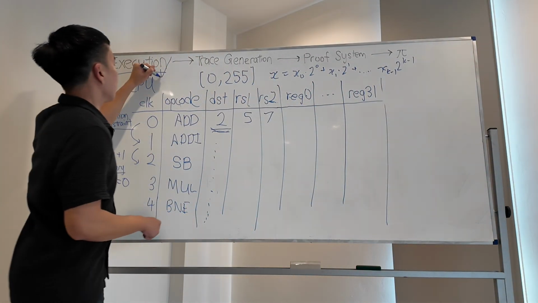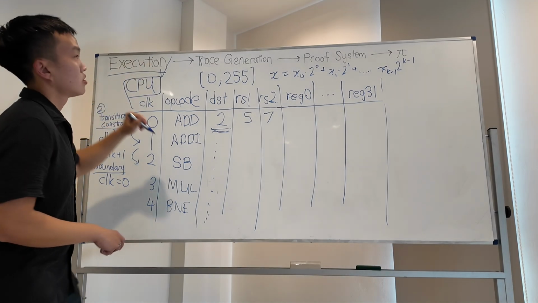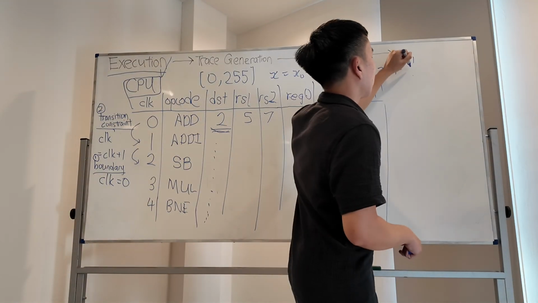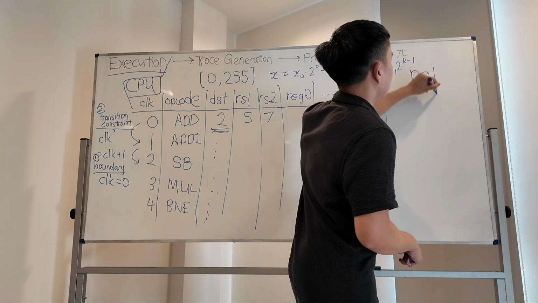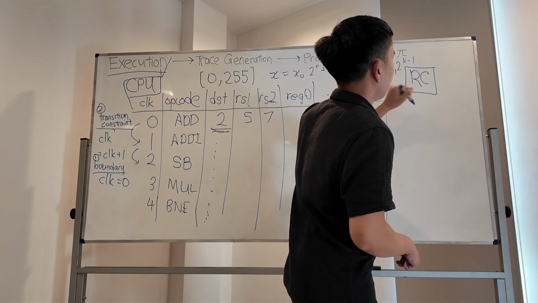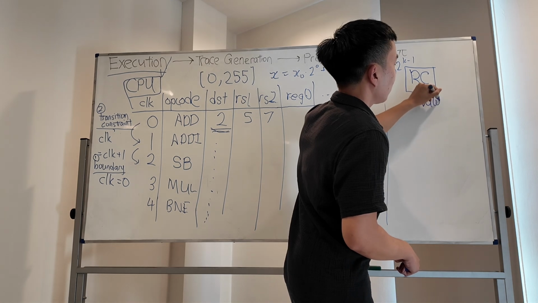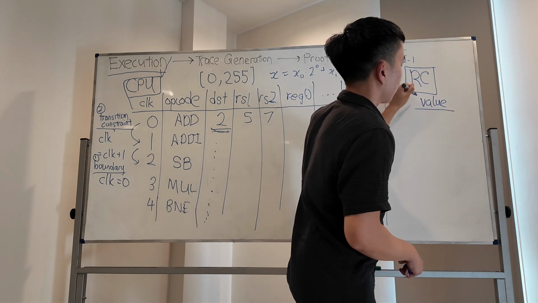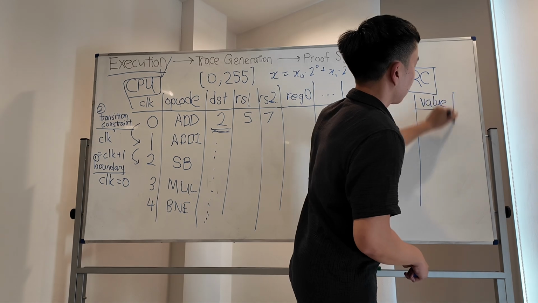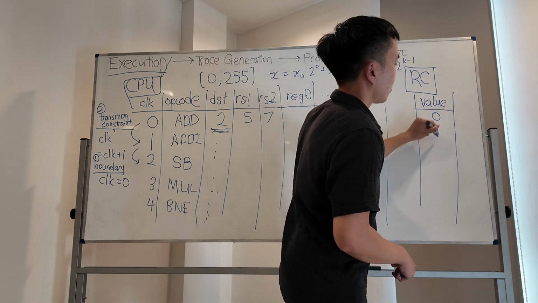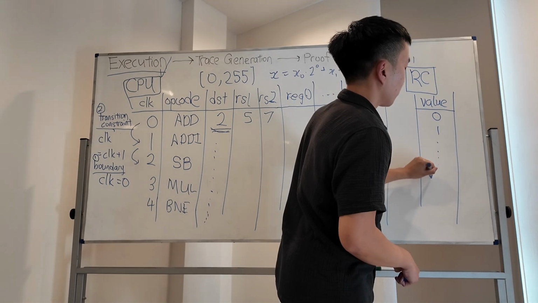So this is the CPU table. Let's say we have a special range check table, and we just call the column value. And we store all the possible values of the U8 range here.